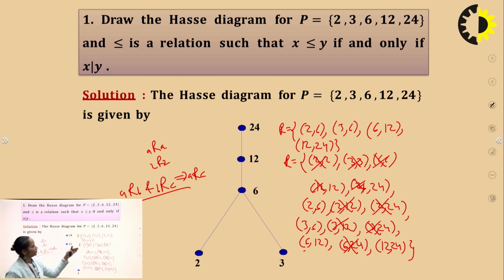As I already told you, if there is a relation A is related to B, here the relation is 2 is related to 6, then as I told you earlier, B is above A. So here we have 2, 6 and 3, 6. There is a common point 6. So 6 is above 2 and 6 is above 3. So 3 to 6 and 2 to 6. Then the relation is 6, 12 and 12, 24. So this is the Hasse diagram for this set. Clear?